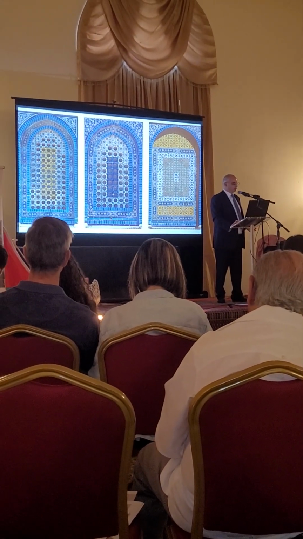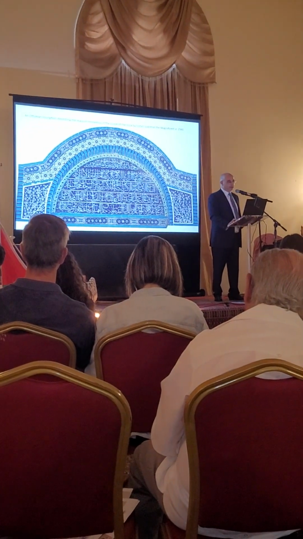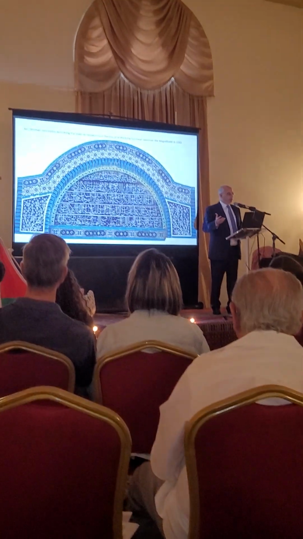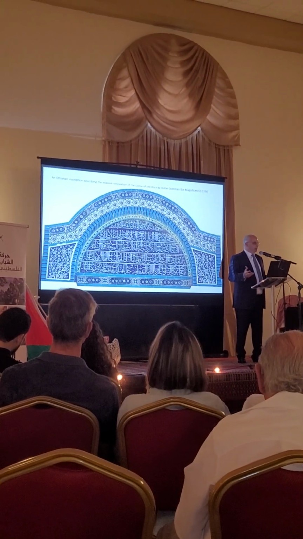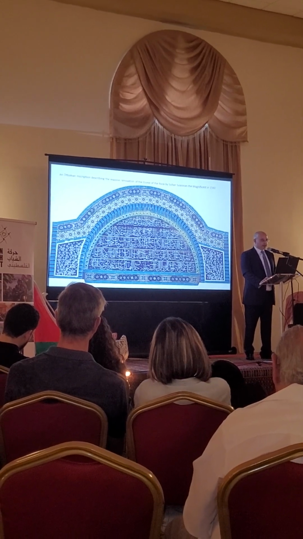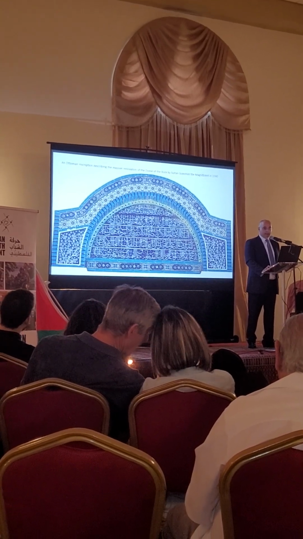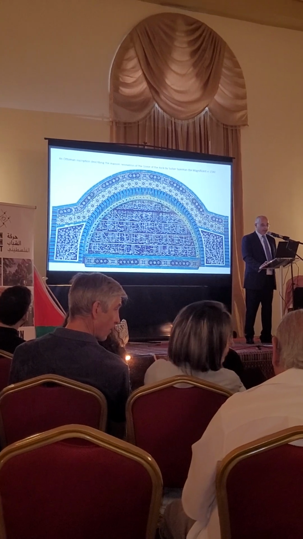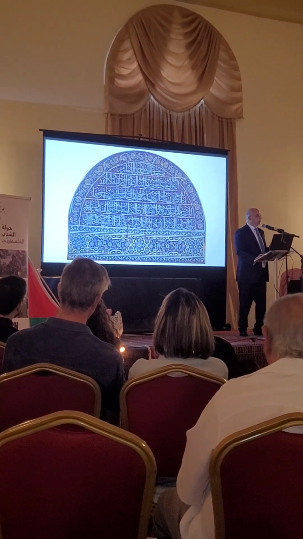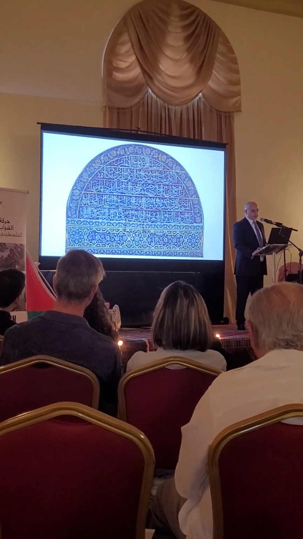More pictures describing the renovation of the tiles by the Ottoman Sultan Suleiman the Magnificent in the 16th century. This inscription can be found above the northern entrance of the dome. And this is another picture of the inscription seen above the southern entrance.